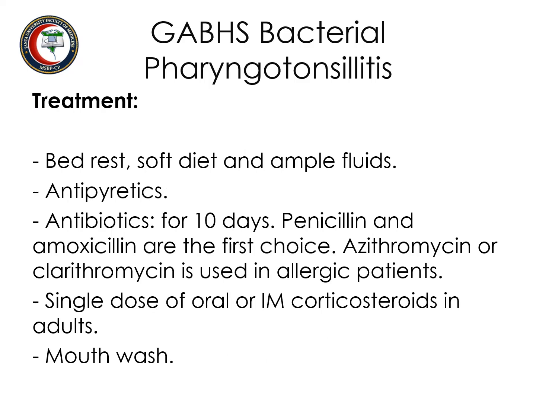Regarding the treatment of group A beta hemolytic streptococcal bacterial pharyngotonsillitis, all patients need bed rest, a soft diet, and a huge amount of fluids. Most of them need antibiotics to control their fever, and all of them need antibiotics for at least 10 days. Penicillin and amoxicillin are the first choice.